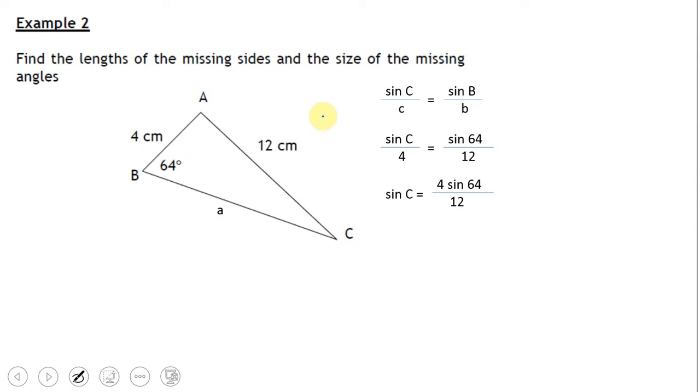Now a common error here is to mistake this answer on the right hand side, the 4 sine 64 over 12, as being the angle, but that is not the case. We need to do sine inverse of both sides to find the C. So sine inverse of both sides gives us C is equal to 17.4 degrees to 3 significant figures.